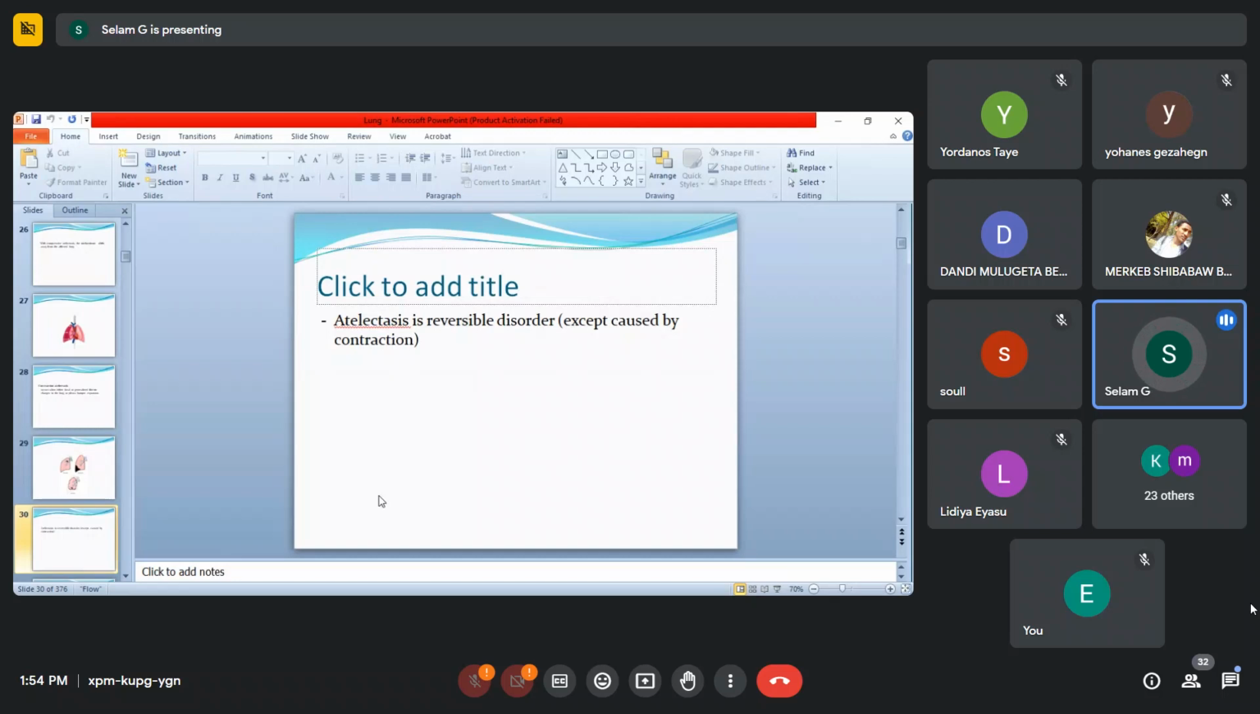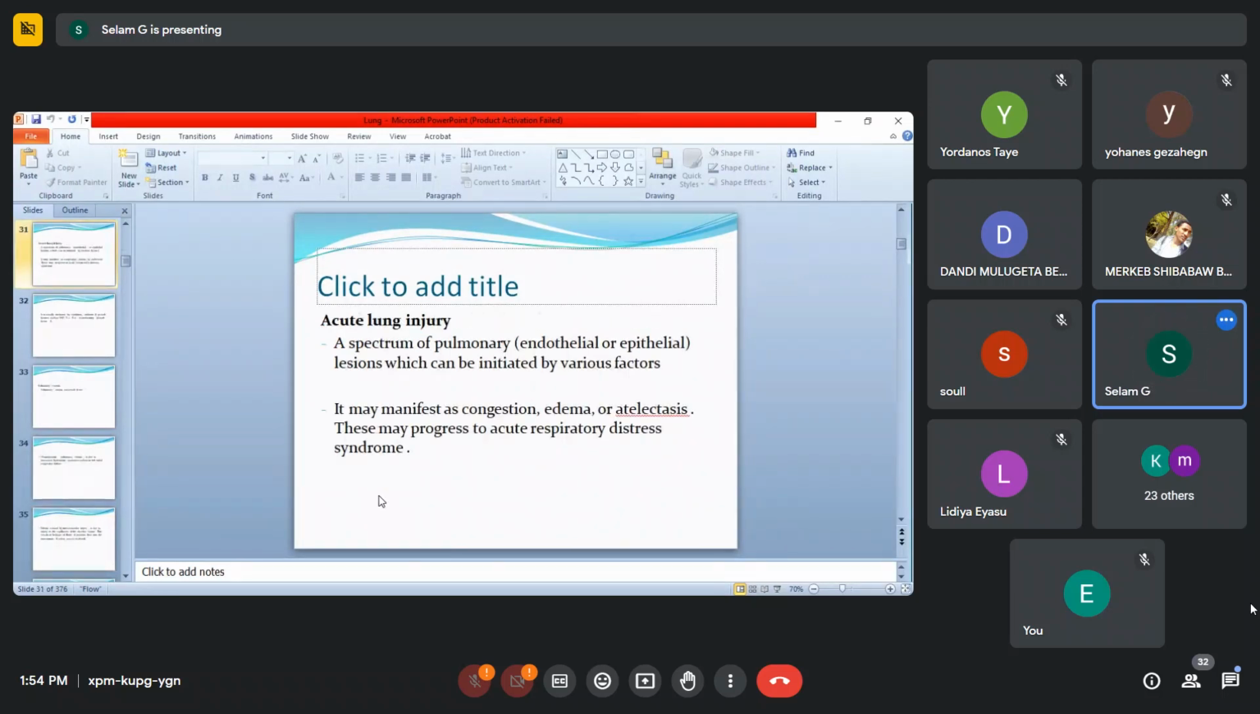Otherwise, if you remove the load, if it's a pleural effusion, you could tap the effusion. If it's a lymph node, removing the lymph node and the like will reverse this disorder.